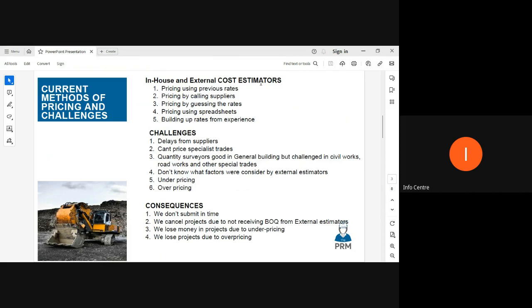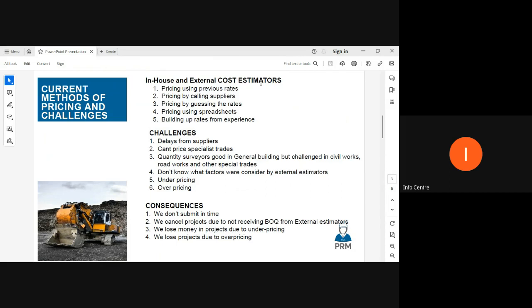One, we price using previous rates. Two, we price by calling suppliers and getting quotations. Three, we price by guessing the rates. Although this seems shocking, we know in reality it's true because we're often under pressure. Four, we price using spreadsheets or other software where we store our rates. But the problem with that, obviously, is that we have to manually update the rates. And then the last one, we price using experience, or we build up the rates from first principles.